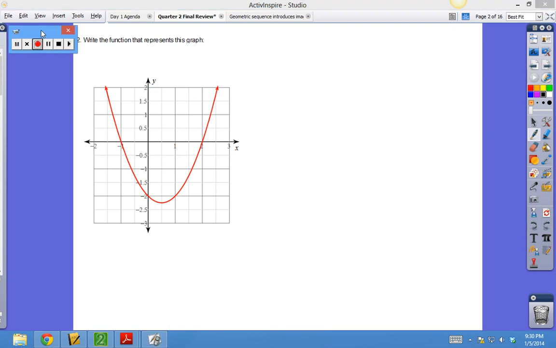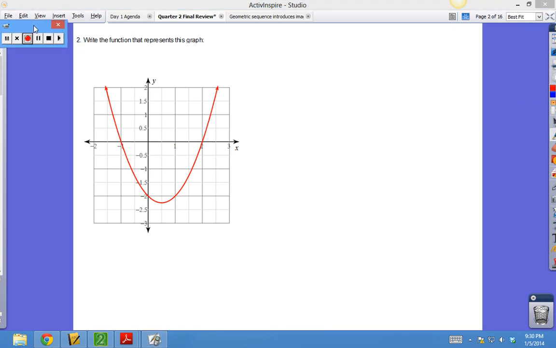Okay, number 2, this is going to test our other model. So it's a quadratic. They give you the picture, you write the graph. This one, the vertex right here, happens to be on some fraction, and I don't even know where that is. But I do know the roots. So I'm going to use the factored model.